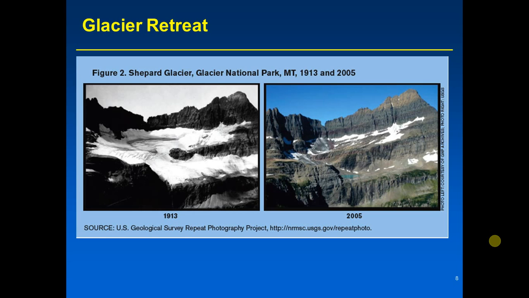So there's fewer glaciers than there used to be because they've been melting. Some of them have completely melted, and some of the masses of ice that constituted glaciers have melted enough that they're no longer considered glaciers.